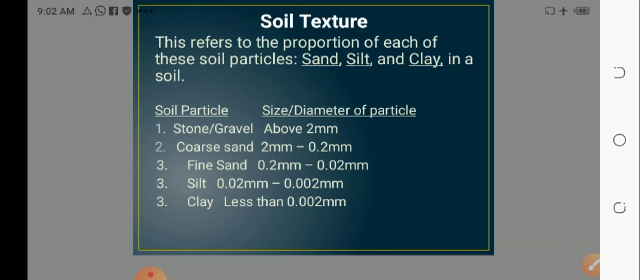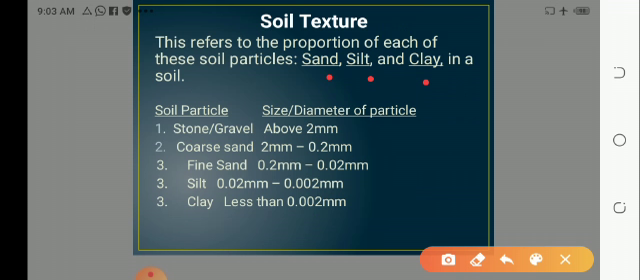What is the meaning of soil texture? This refers to the proportion of each type of soil particles. The proportion of each type of soil particles determines the soil texture. And what are these soil particles? We have sand, silt, and clay. So the three types of soil particles are sand, silt, and clay. The proportion of each type determines the texture of the soil.